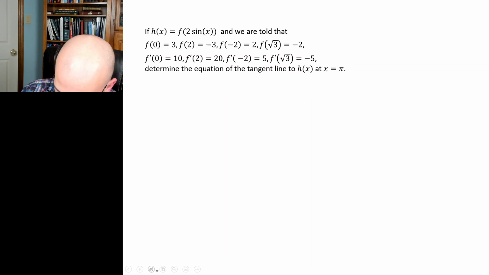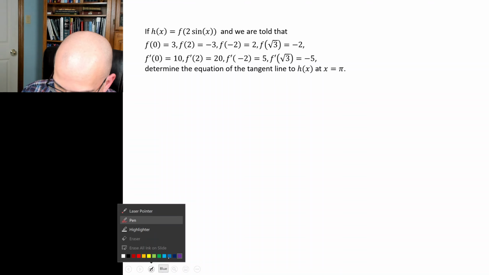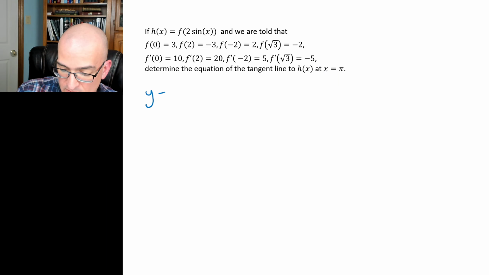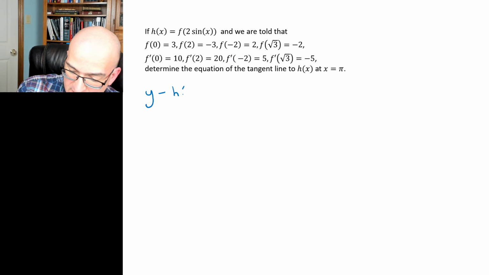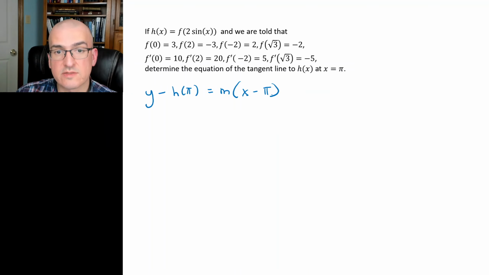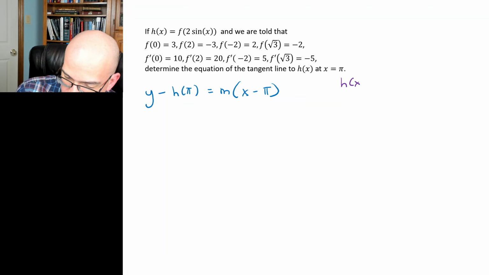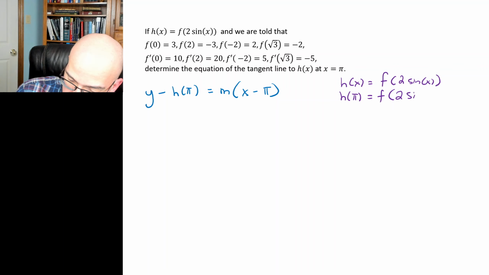So let's do the easy part, the part that doesn't require any calculus. What is the equation of a line? So y minus the y value, so y minus h at pi equals m times x minus pi. So that's our equation of the line. Now let's make it a tangent line. Let's get h of pi. H of x is equal to f of 2 times the sine of x. So h of pi is going to be f of 2 times the sine of pi.